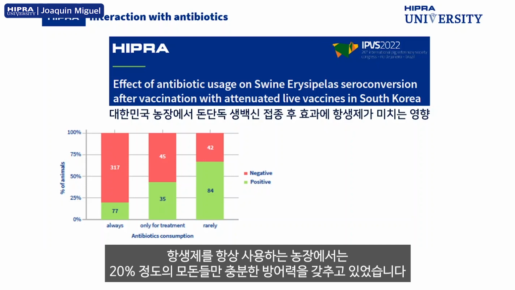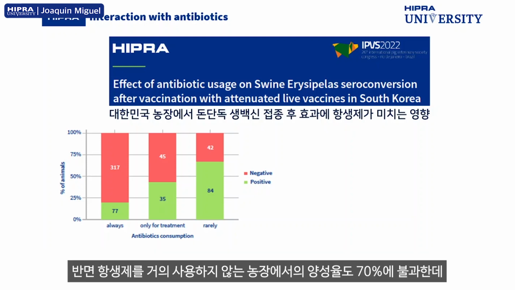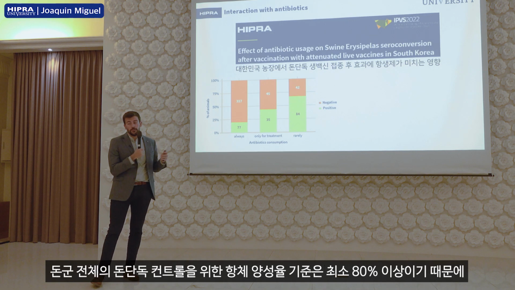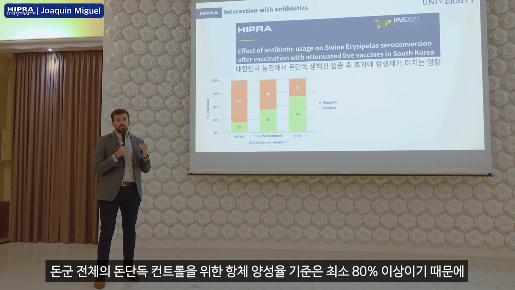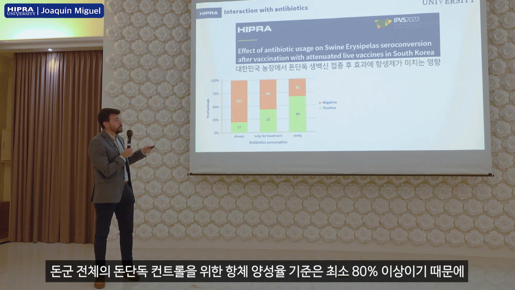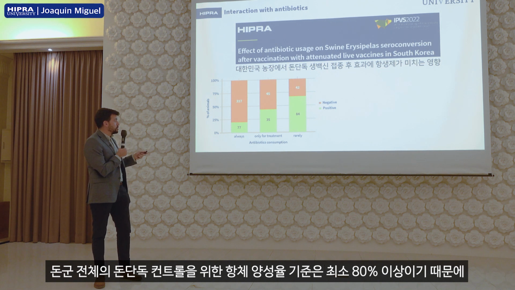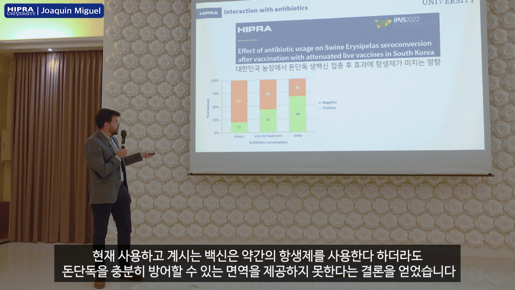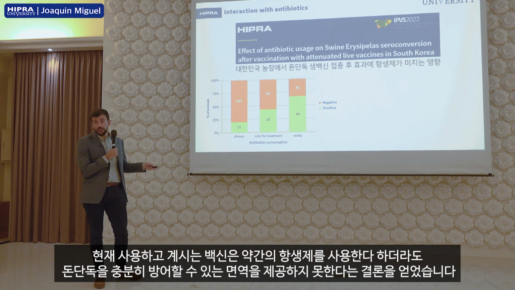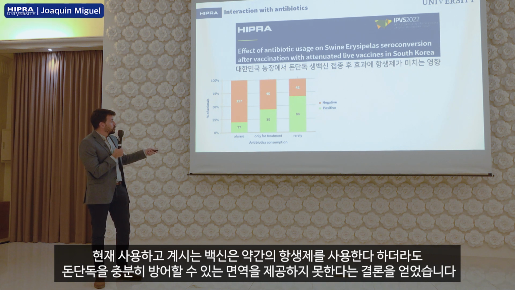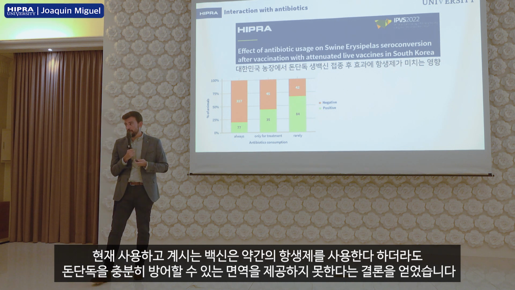In those farms that are always using antibiotics, only 20% of the animals had enough antibodies for the protection. And in those farms that rarely use them, only 70% are reached. In order to have a population immune protection, we would need at least 80% of the immune response. So with the current vaccine use, although we are not using antibiotics or only rarely, they do not reach the protective level for erysipelas.